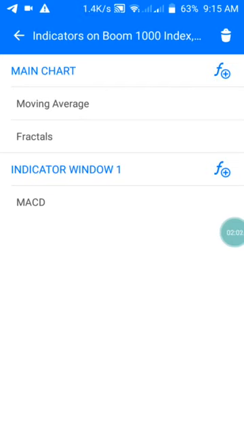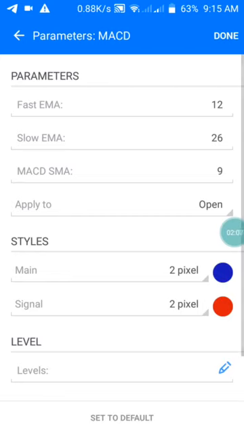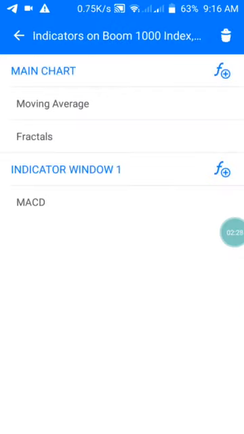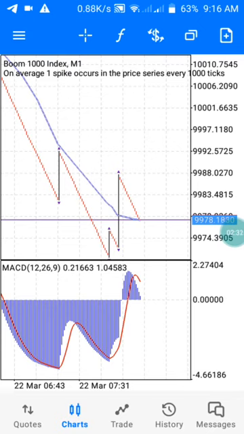In my indicator window 1, I have my MACD. The parameters are: the fast EMA is 12, the slow EMA is 26, and the MACD SMA is 9. I have apply to open, and my style in blue color and red color. You can also choose any color of your choice, the color that is best for you. With these settings, now you will have it on your main chart. That's how you will have this strategy on your main chart.